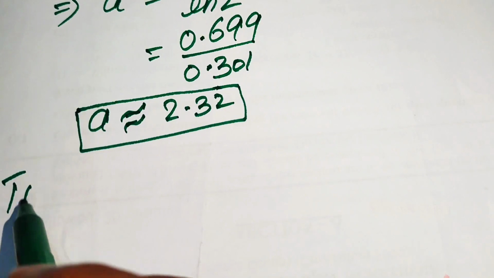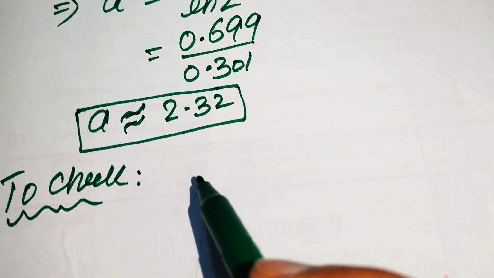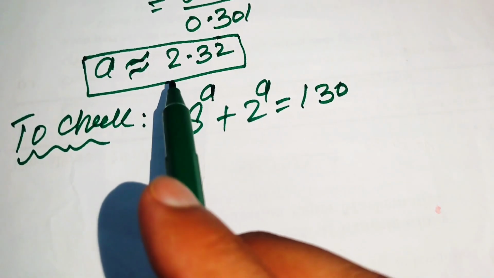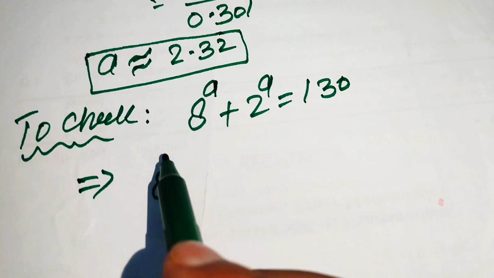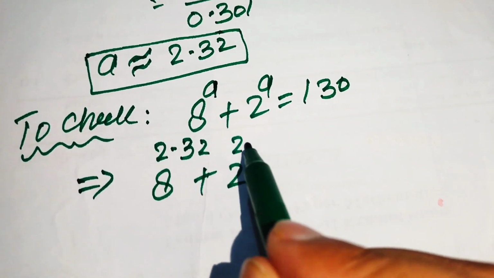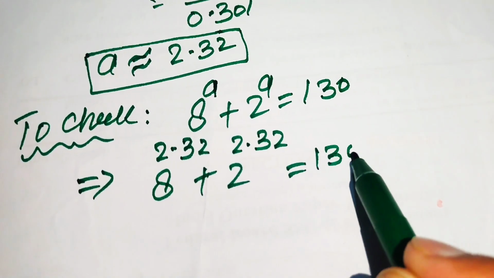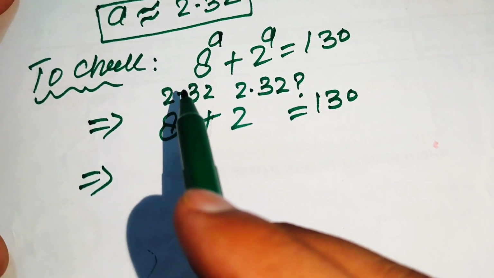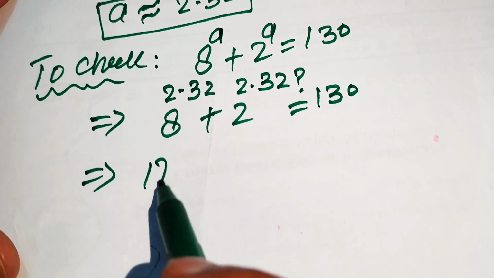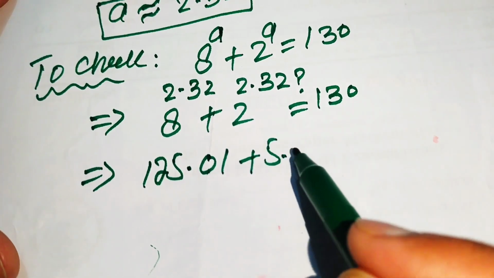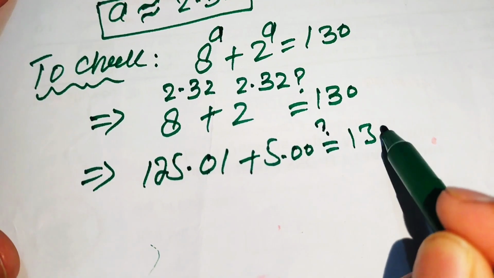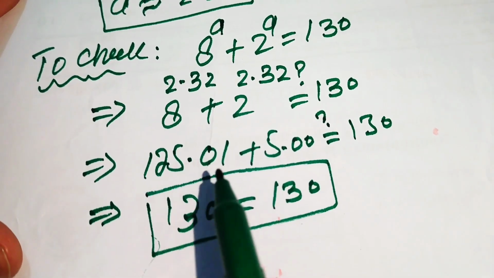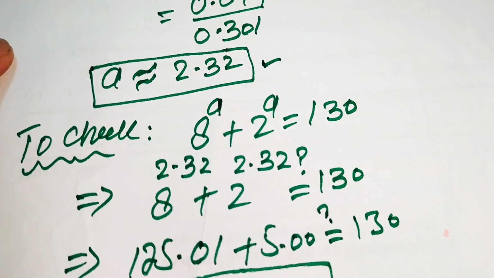Now we check whether this value satisfies our given question statement or not. Our given question statement is 8 to the power of a plus 2 to the power of a equals 130, and we substitute this value of a on the left hand side, and it will be written as 8 to the power of 2.32 plus 2 to the power of 2.32 equals 130. We check whether this equals 130 or not. When you take 8 to the power of 2.32, it equals 125.01, and 2 to the power of 2.32 equals 5.00. When you add these two values, it equals 130, so 130 equals 130. This shows that a equals 2.32 satisfies the given question statement, and this is the final answer.